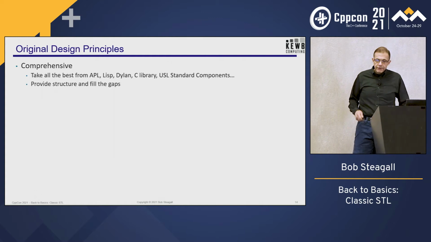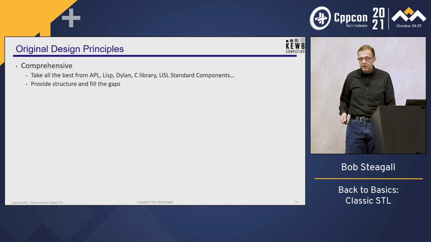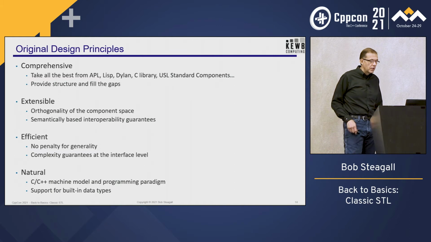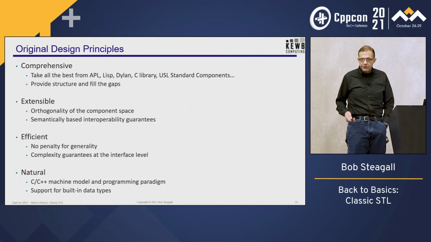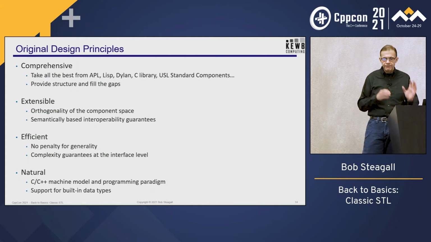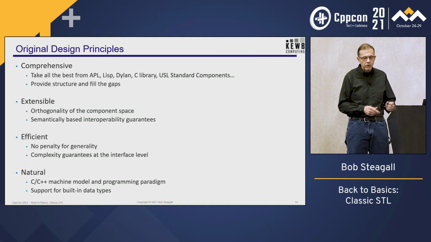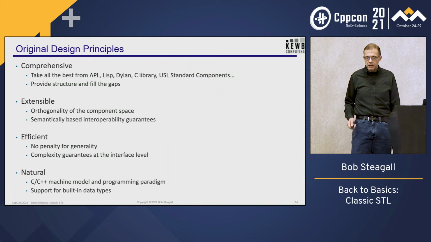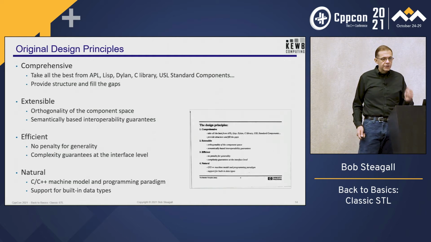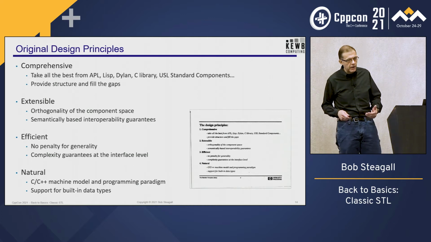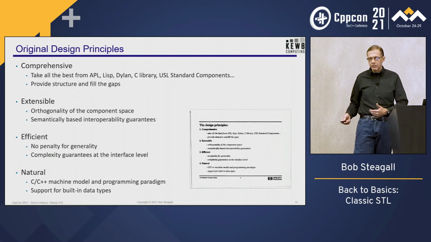So Stepanov, at that first presentation, described his design principles. He wanted this to be a comprehensive library, extensible, efficient, natural. He wanted people to be able to add things to it, and he wanted the design of the components to be orthogonal and separate so that you could design one component like an algorithm without having to change another component like a container. In his abstractions, he did not want there to be any penalty for writing an abstraction. He wanted the use of abstractions to be as efficient as the concrete implementations.